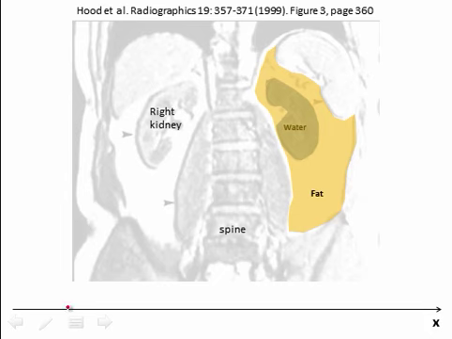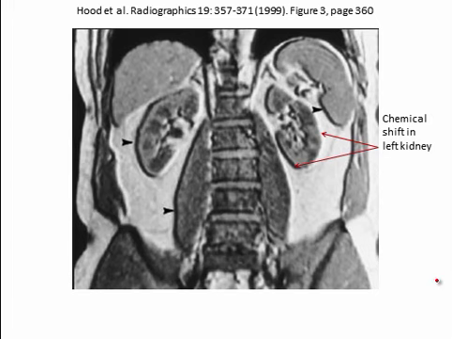Okay, this is a short video on the chemical shift artifact as it's been presented in this week's journal article, which is Hood et al. in Radiographics. So what I'm showing here is figure 3 from that paper, and I'm pointing here with these red arrows. This red arrow is pointing to the dark banding artifact on the left side of the patient's left kidney, and this arrow points to the bright banding artifact here.